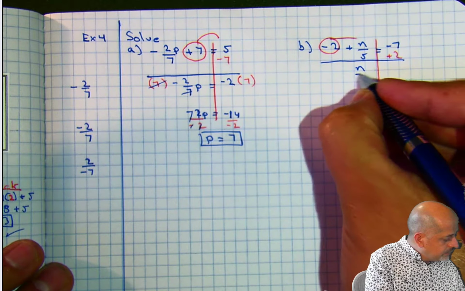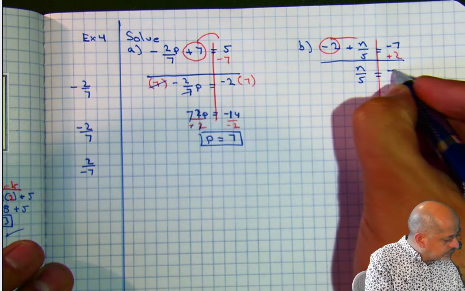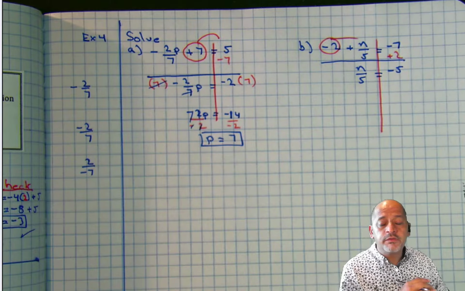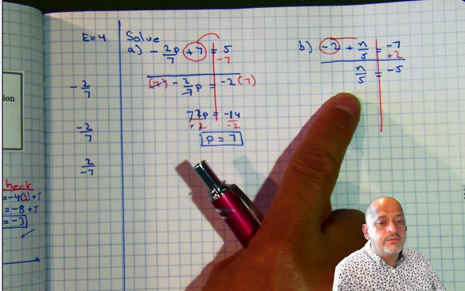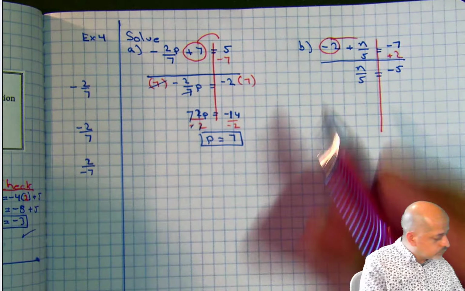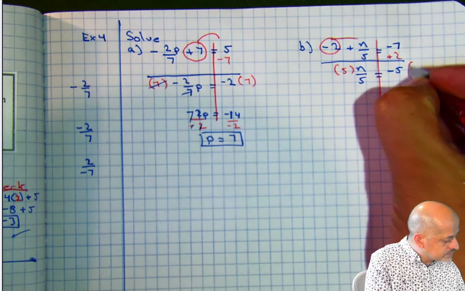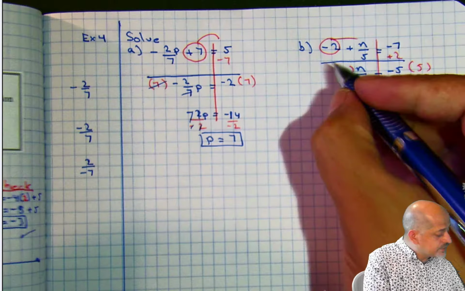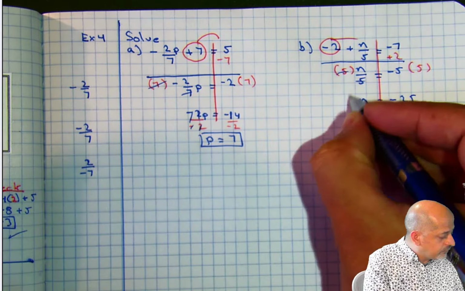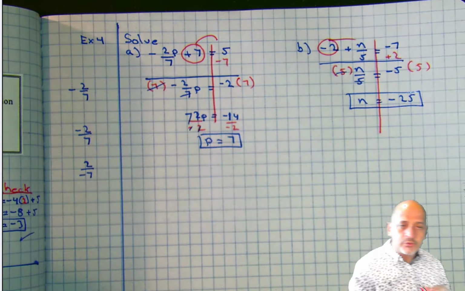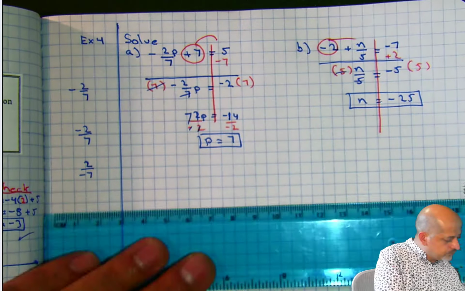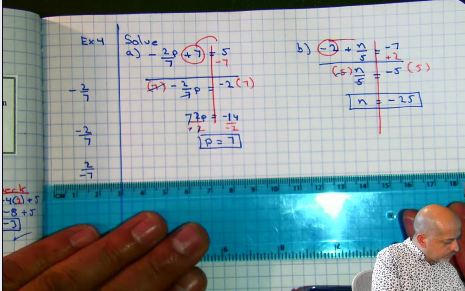Now I have n over 5 equals negative 5. And now I'll be getting rid of the 5. The 5 is dividing, so the inverse or the opposite is to multiply. So we're going to multiply by 5 on both sides. The 5's cancel out, so therefore n is equal to negative 25. Negative 5 times 5 is negative 25. Excellent. And the last example for today. The last example will be a word problem.